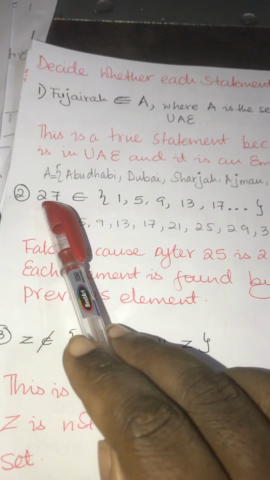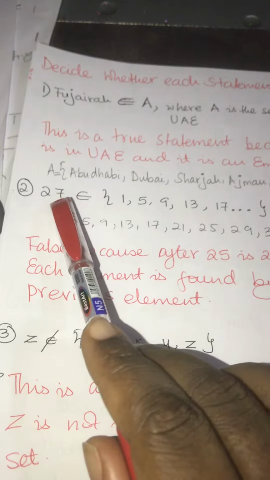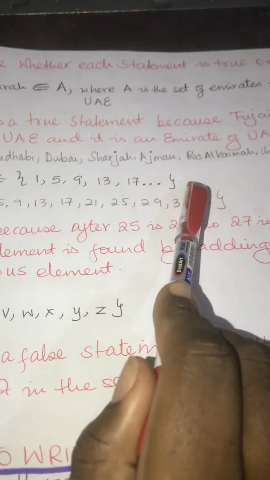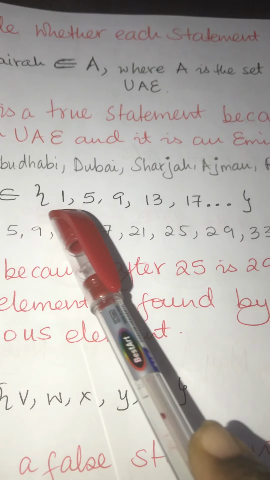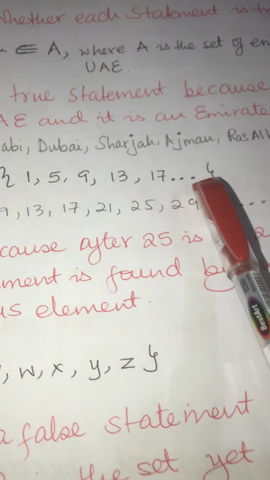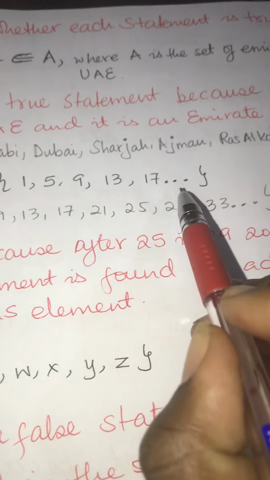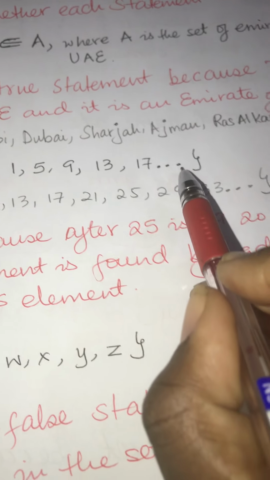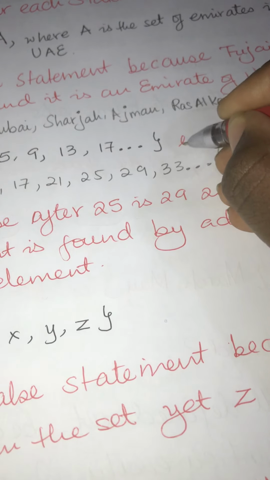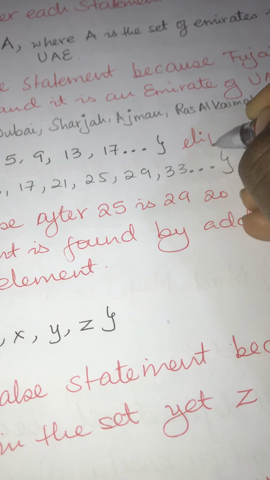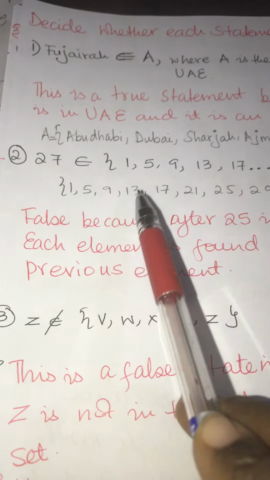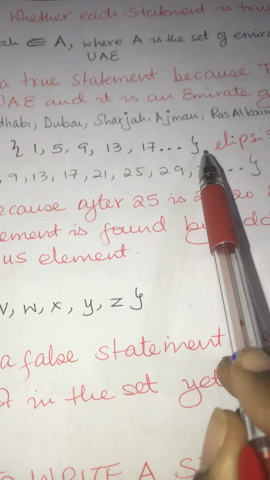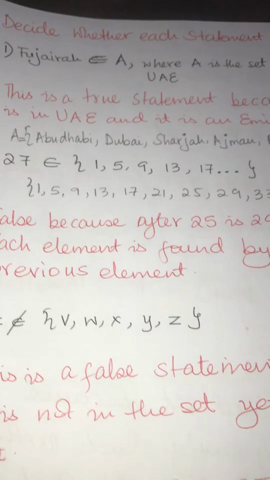The set of 27, we're asking if 27 belongs to this set. So let us see if this is true. We know that this set continues indefinitely because it has the ellipses. These 3 dots are called the ellipses. Okay? Now, I need to continue to check if 27 belongs there.